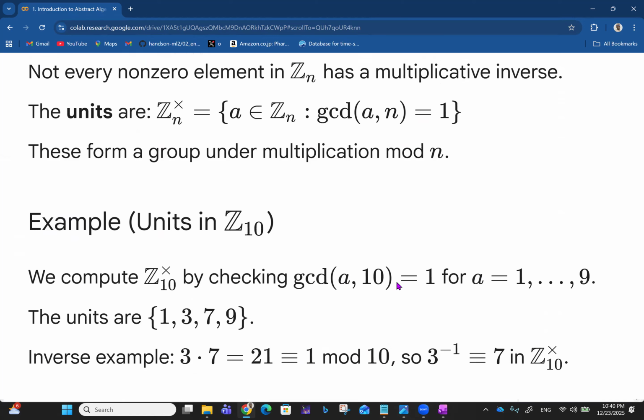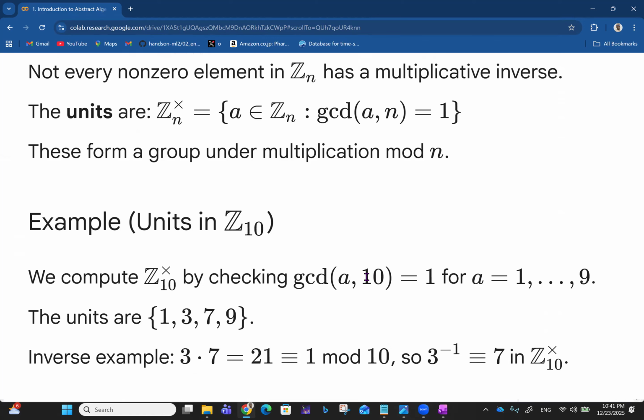So gcd of a and 10 is 1 for a equals 1 to 9, right? So the units will now be 1, 3, 7, 9, because with 1 and 10, only 1 is common.